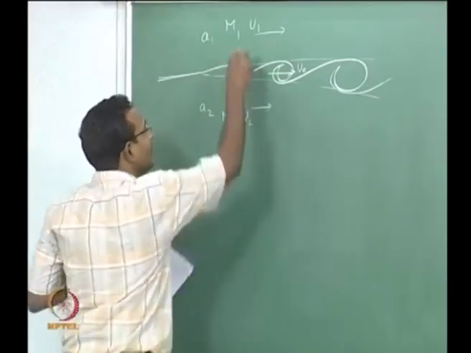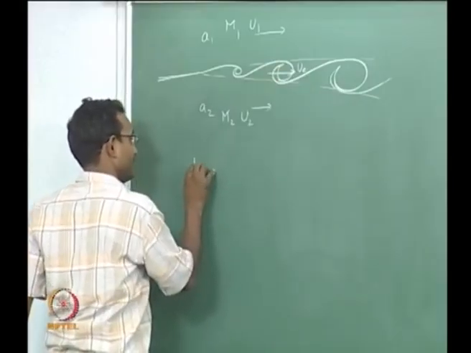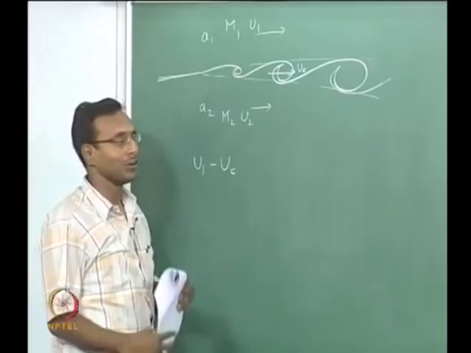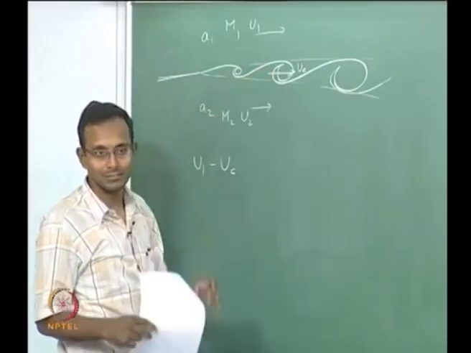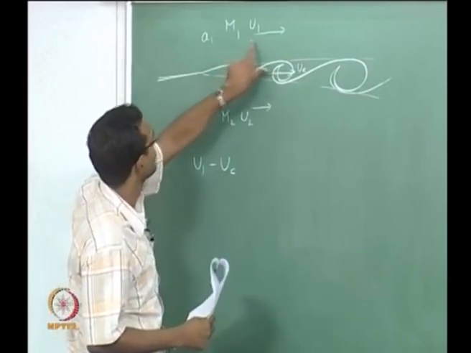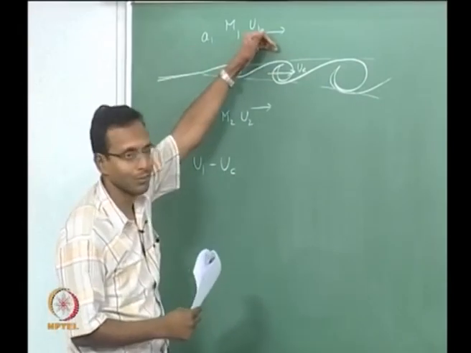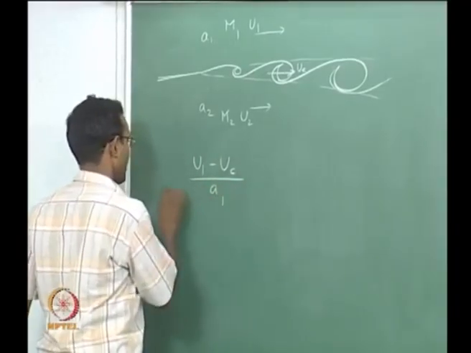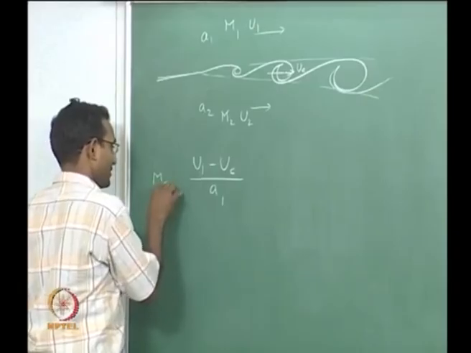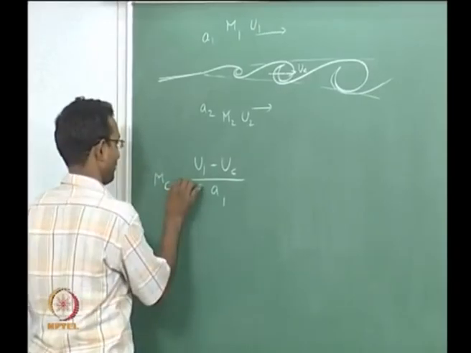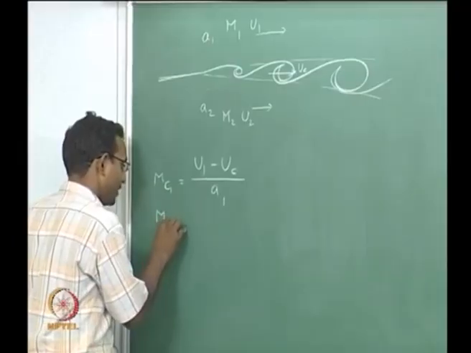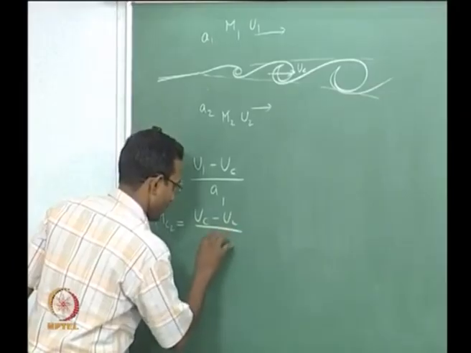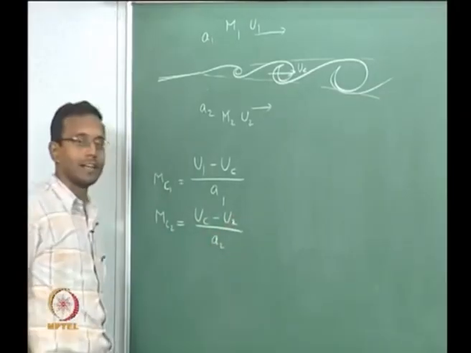How will I find that? U1 minus UC. And I want something like Mach number to figure out whether there is going to be compressibility effects on this. So, I will divide this difference by that particular speed of sound which matters for the top, divide by A1. Okay. I will call this MC1. Okay. Similarly, I can get a MC2 for the bottom structure as UC minus U2 divided by A2. I can get this also.